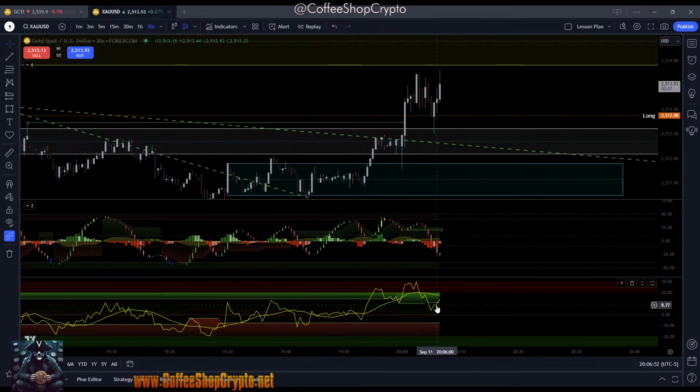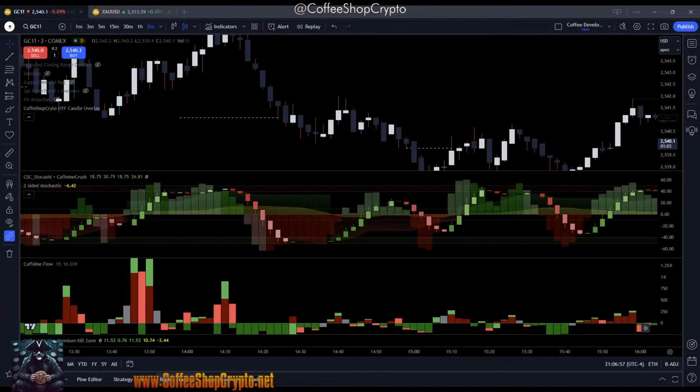Stochastic is pulling way down into here. Yeah, it looks like it's setting up for another long move.